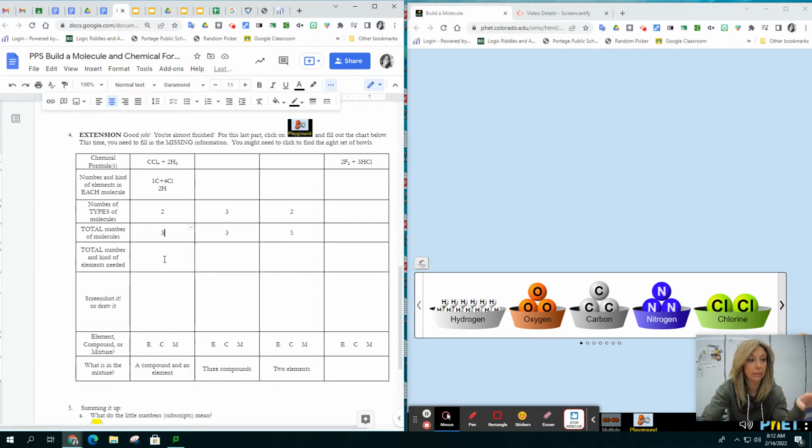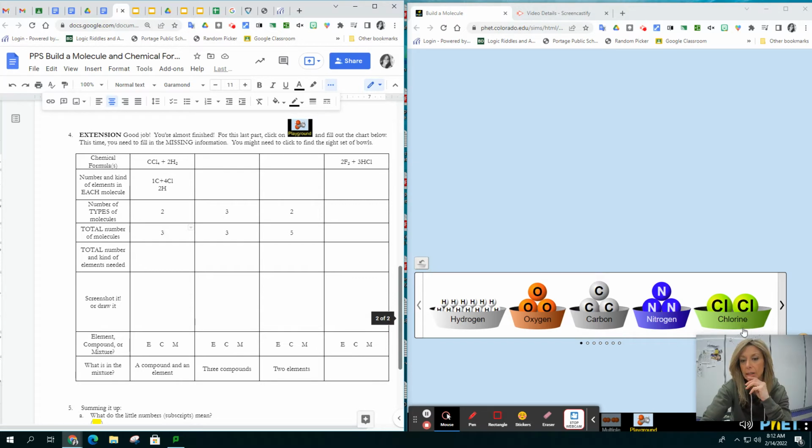All right, and then we can fill out the total number and kind of elements needed. We could do that now, or we could do that afterwards. I'm going to start building, and then we can count our atoms and our elements, and we can fill that out. Okay, so I'm going to start with making a CCl4. So C is for carbon, and 4 is for the chlorine. We need 4 chlorine atoms.